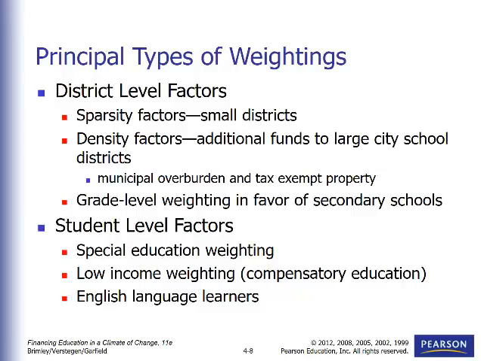But nonetheless, we don't use density factors in Oklahoma. We use sparsity factors. We use the isolation factor, and we use grade level weighting. This says grade level weighting in favor of secondary schools. We just use grade level weighting, period. So we don't just weight our secondary schools more. And the reason for this is because it costs more to run a secondary school.